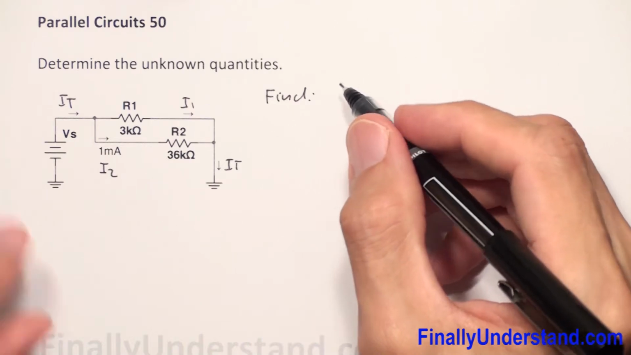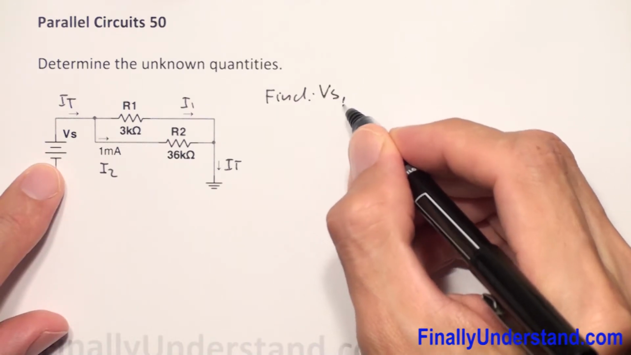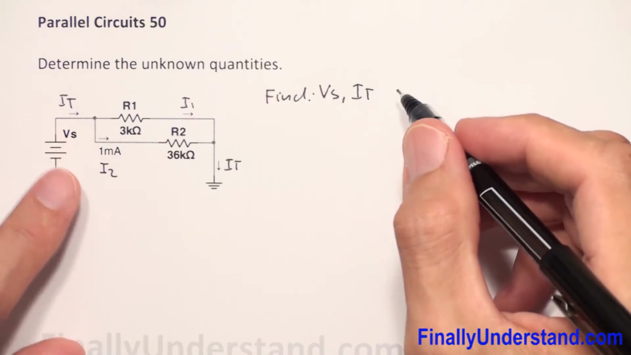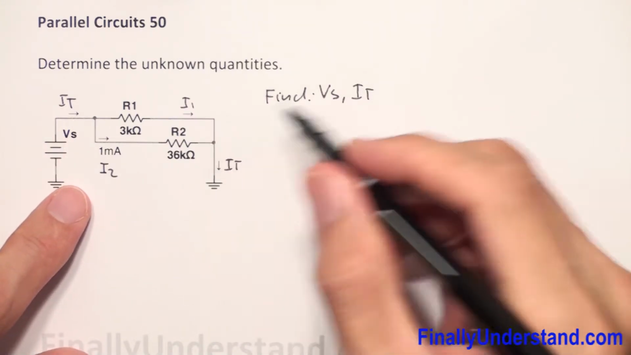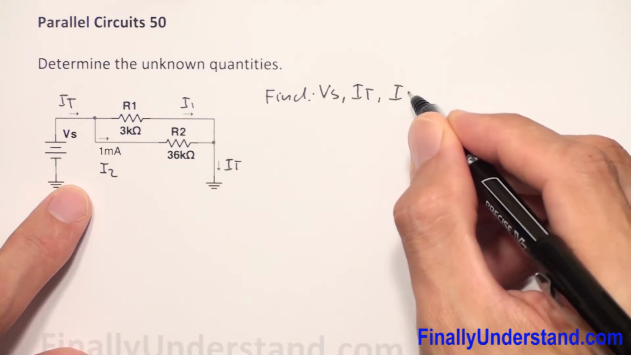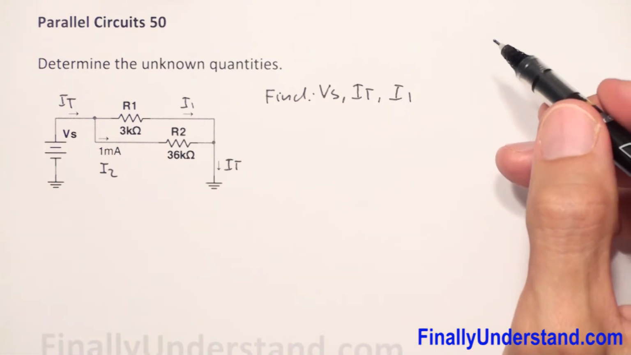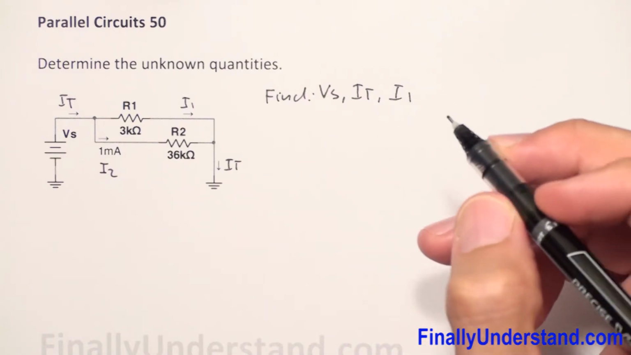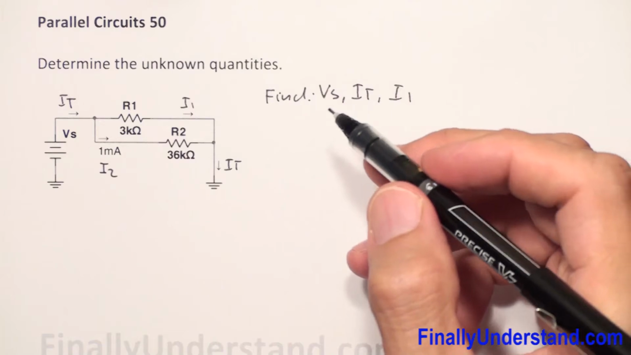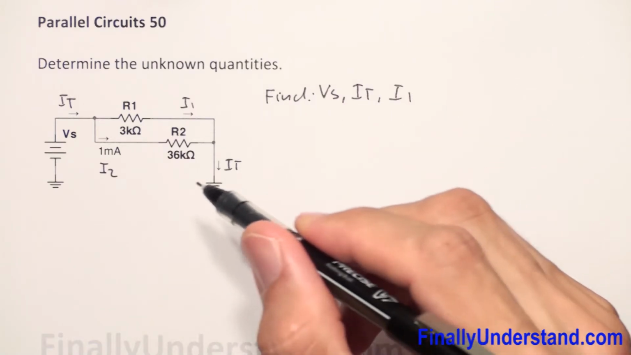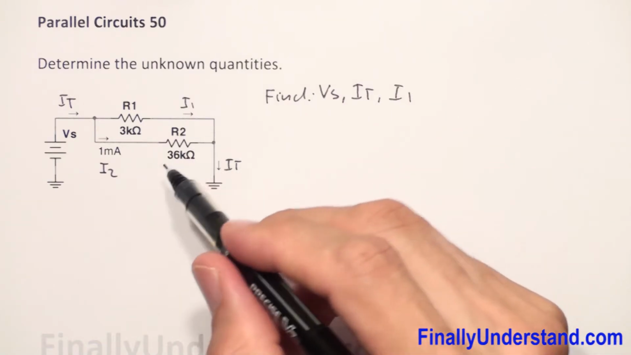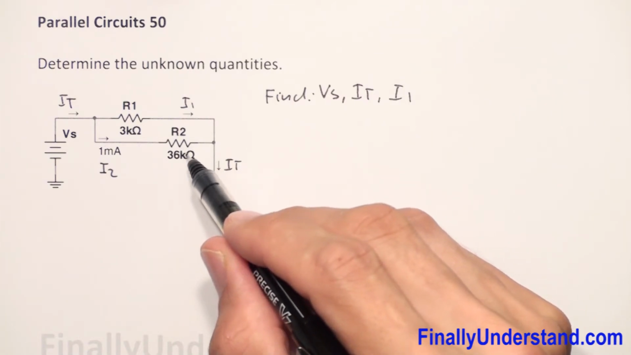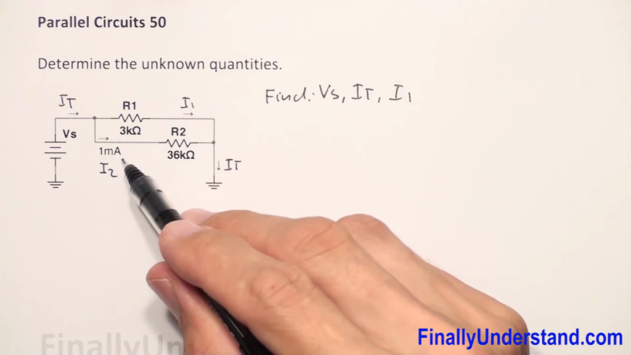We have to find voltage source. We have to find I total. We have to find I1. Okay, so where am I supposed to start solving this problem? I'm going to start always from the component which has two pieces of information. Look at resistor R2. R2 has the resistance and also has the current.